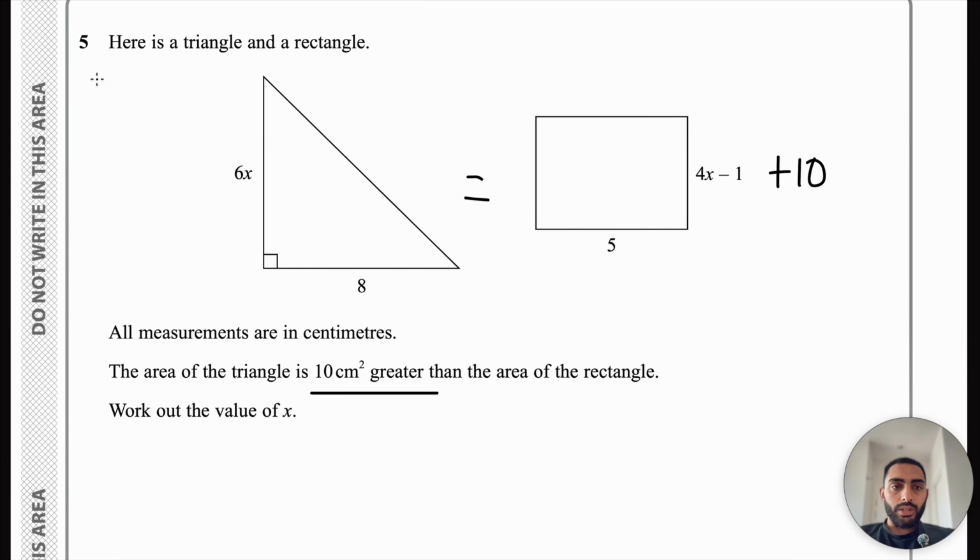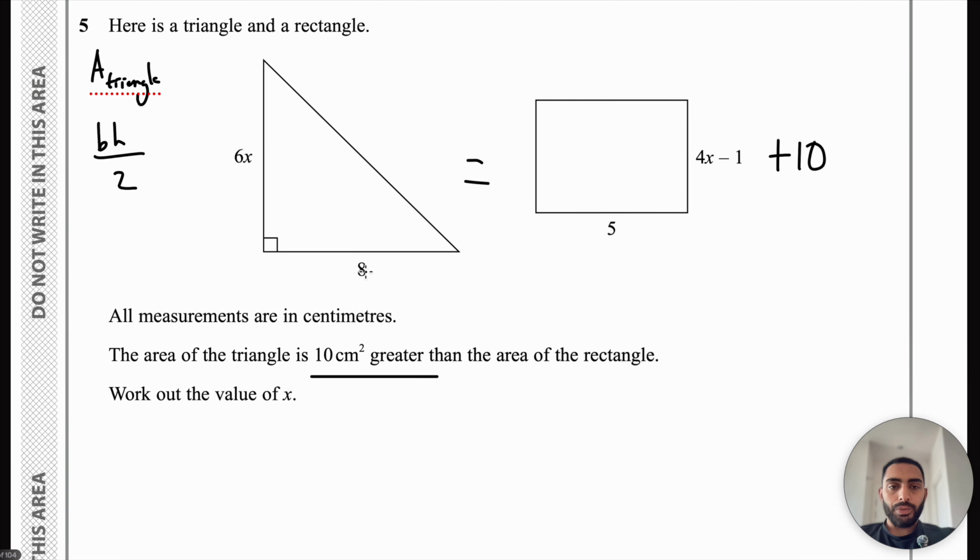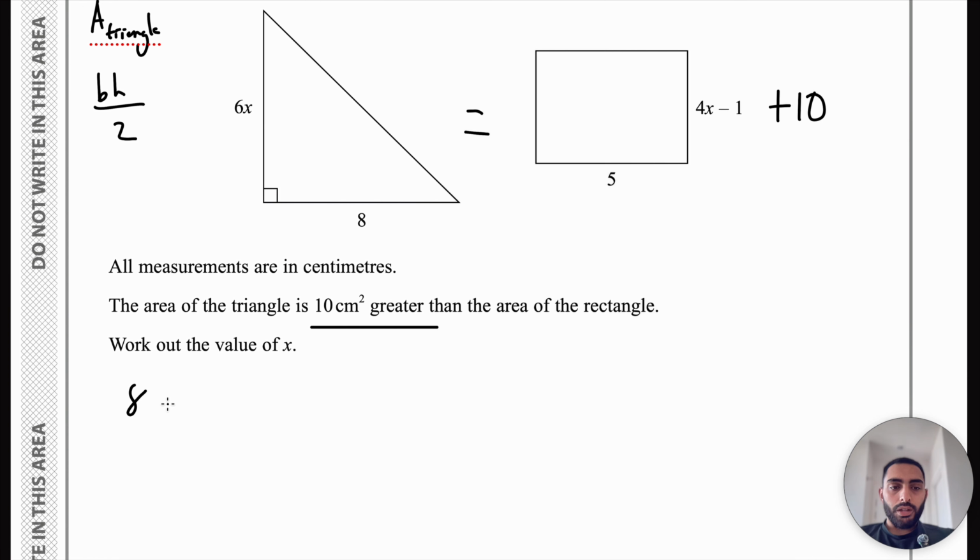So how do we work out the areas of triangles? All we do is the base multiplied by the height divided by 2. So here the base is 8 multiplied by 6x, and that's been divided by 2. Easy way to do this, 8 divided by 2 is 4, so I'm going to do 4 times 6x. 4 times 6 is 24, that's 24x. Let's do the same thing with this one.